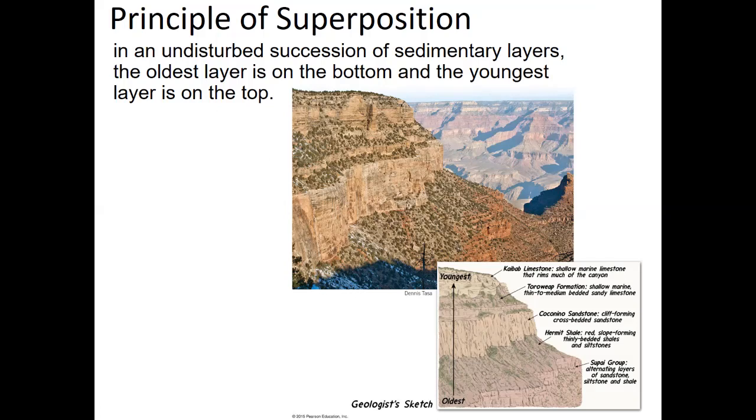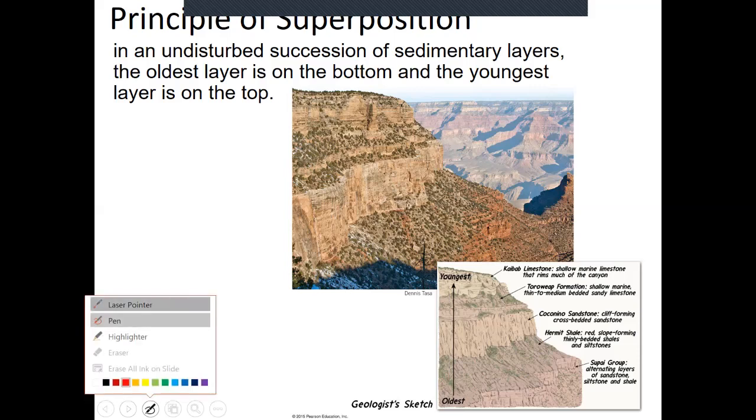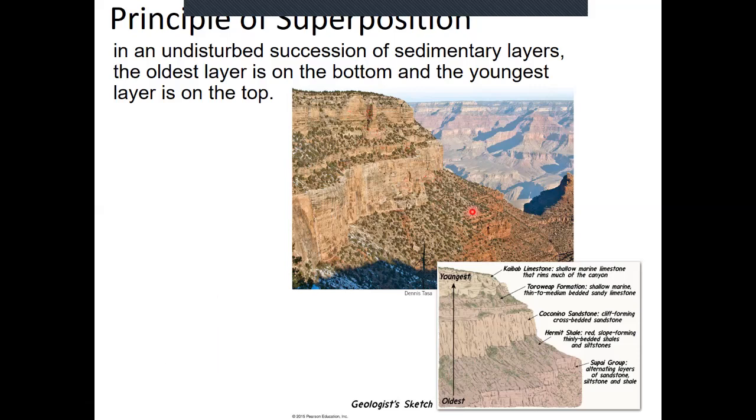So we're going to go through several principles of relative dating, which will allow us to determine the relative age of rock. The first is the principle of superposition. It states that in an undisturbed succession, which is a layering of sedimentary rocks, the oldest layer is at the bottom, and the youngest layer is at the top. So here you can see this is the wall of the Grand Canyon.